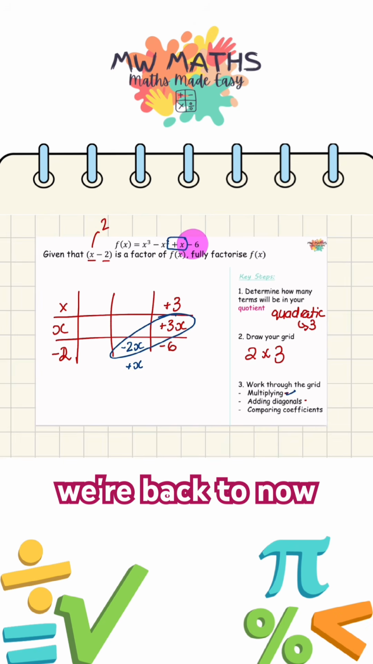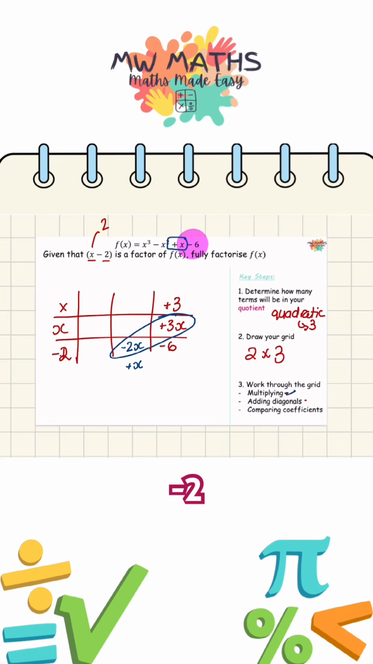We're back to now multiplying. -2 times what gives me -2x? Well, that's obviously a +x. Okay, let's now do some multiplying because I can. X times this x gives me a +x².